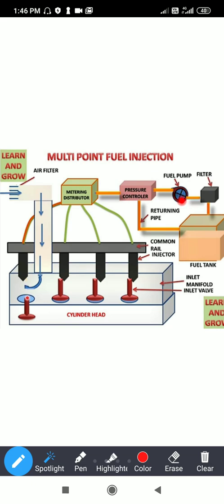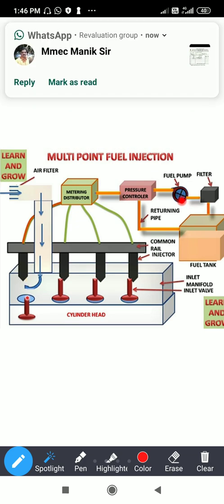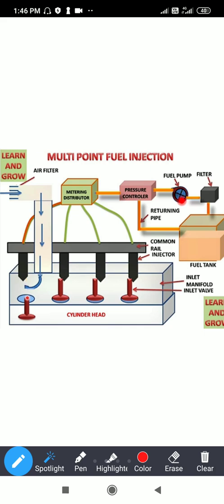In this fuel pump, these fuel pumps are of two types. One is a mechanical fuel pump and another one is an electrical fuel pump, which are used most in automobiles, that is cars, trucks and buses. The mechanical pump is a rare one nowadays. With hybrid cars coming, electronic pumps are being used. So this fuel is pumped to the pressure control, where the pressure is controlled.